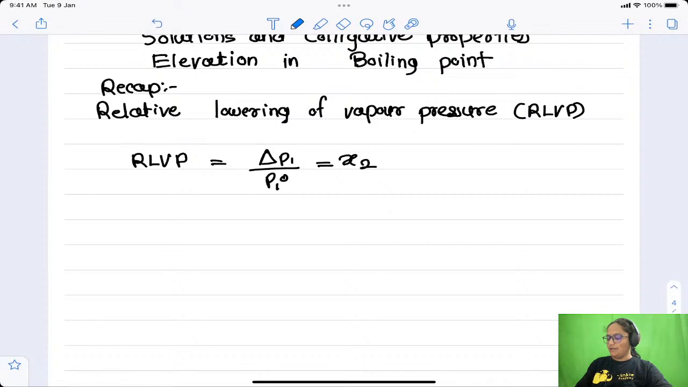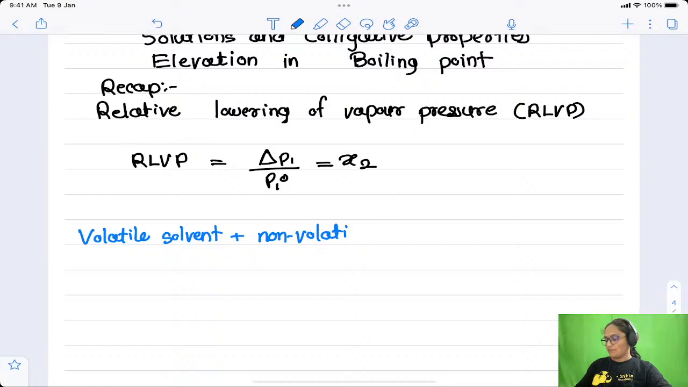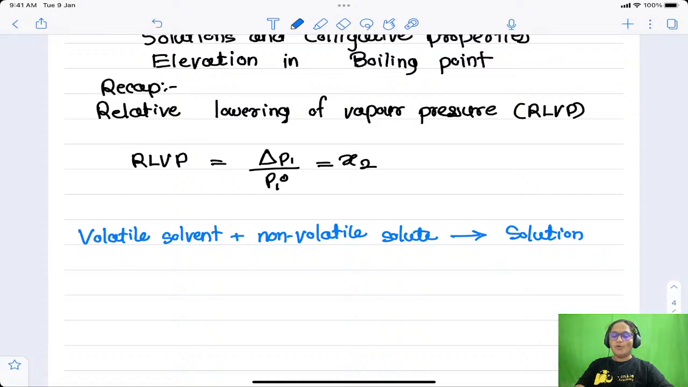Yes, so we are taking a volatile solvent, we are going to mix it with the non-volatile solute, and we'll get a solution. Okay, so what will happen to the boiling point of the solution after we mix the volatile solvent and non-volatile solute with each other, that part we are going to discuss in today's class.